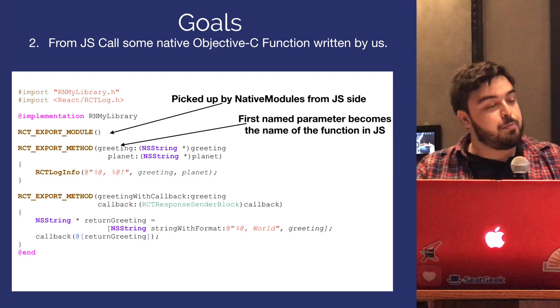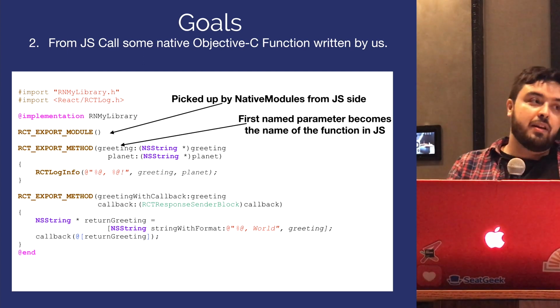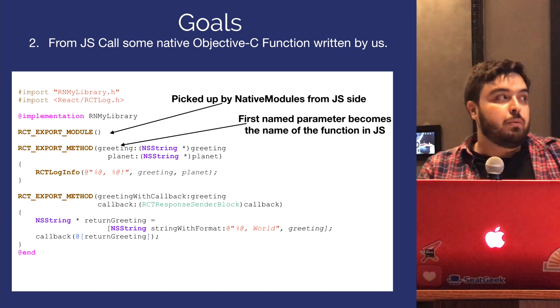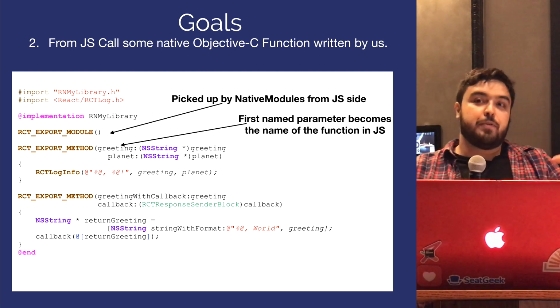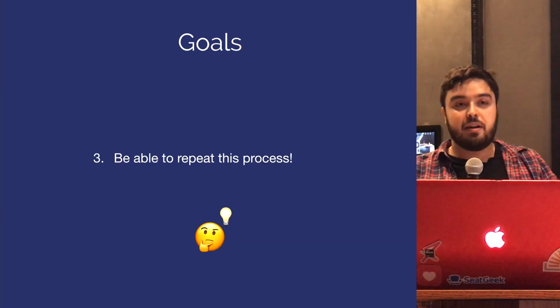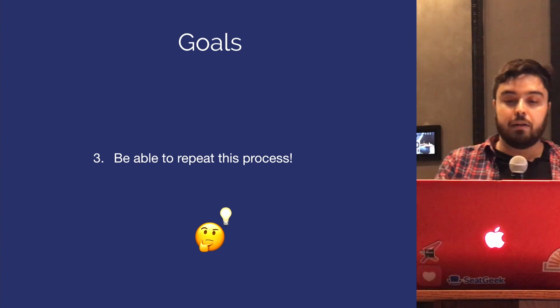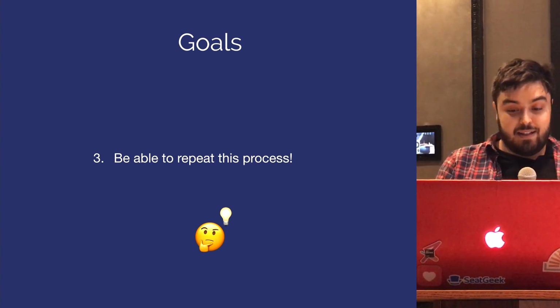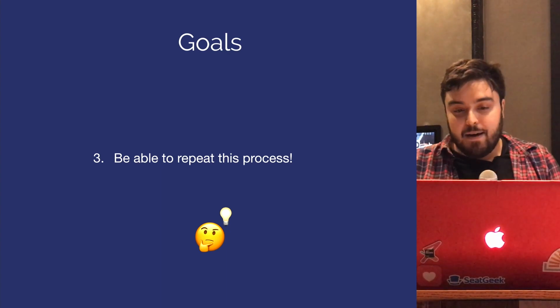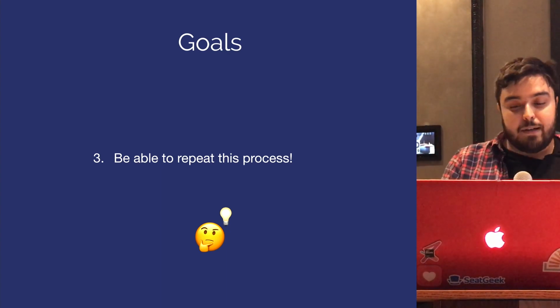But we want to be able to repeat this process. So knowing that that's our end goal, we would like to come up with a way of first bridging to our native library and then being able to do that as many times as we need. So I was like, all right, well, let's do this. But where do we start?